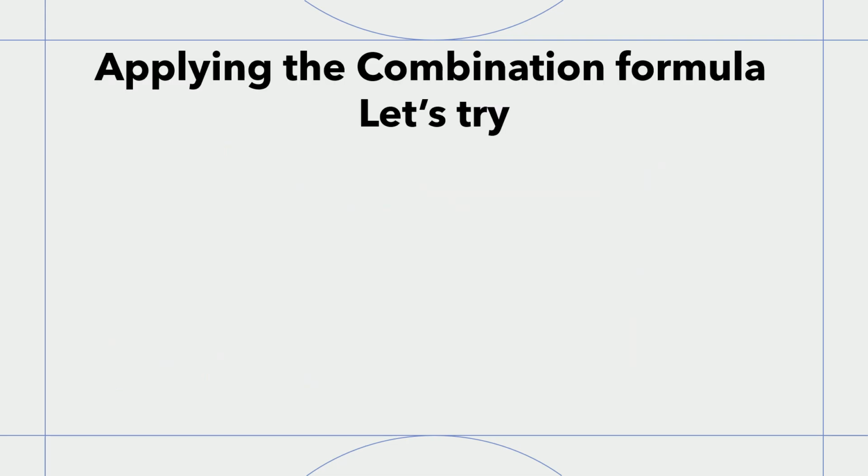Right, let's try. Supposing I want to find 5C2. But remember the steps. So what's the first step? It's to press the number 5 on the calculator, followed by the shift key, followed by the symbol nCr, followed by the number 2, and you should get 10.